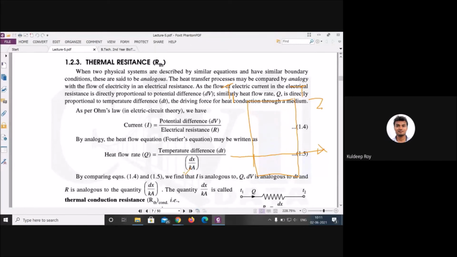First of all, K, thermal conductivity, is a material property like density and viscosity. It is an intrinsic property. It will also depend on your area. If you increase the area, heat transfer will be lower.